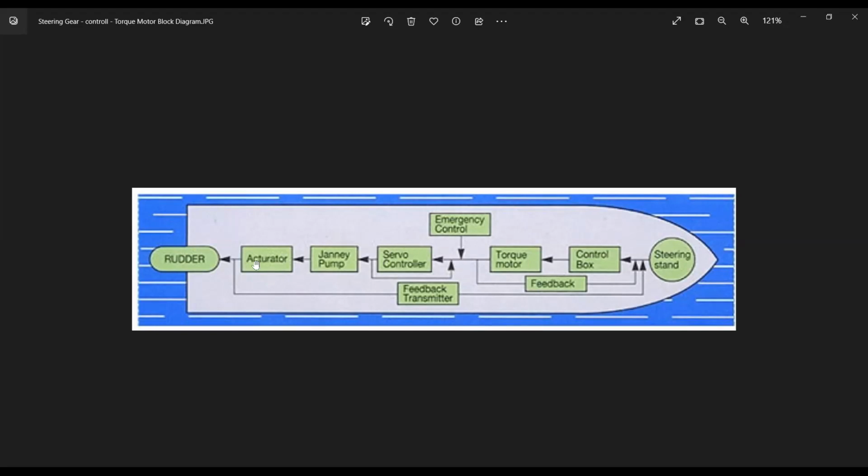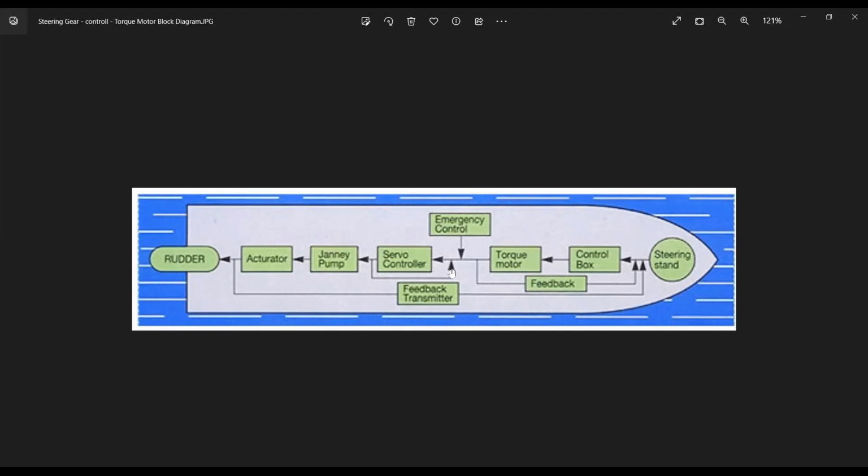Okay. Then there is a feedback transmitter for the rudder feedback. As the rudder has achieved its maximum angle, it will also give feedback to the bridge. So one feedback is there from the actuation of the torque motor, means the torque motor has started to move, and one feedback is there from the steering side. Then, if the torque motor fails, you have an emergency control over here that is also controlling the same system.